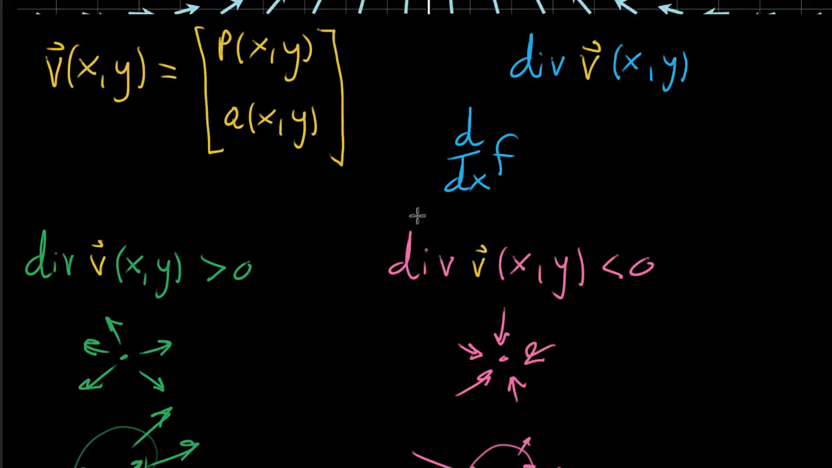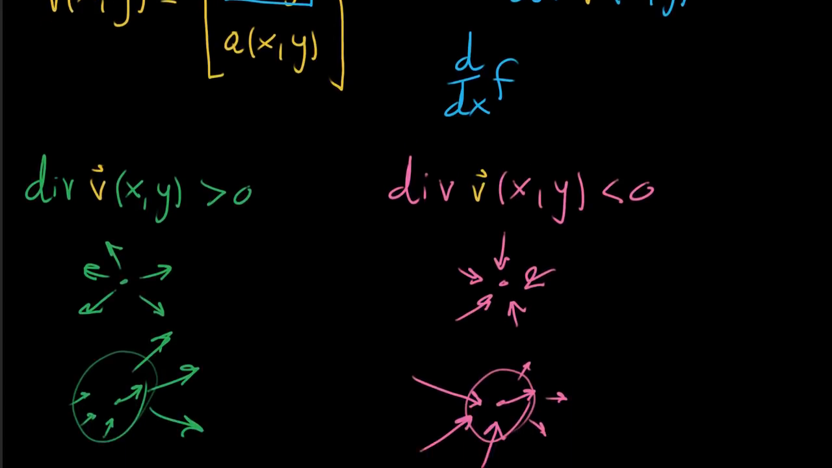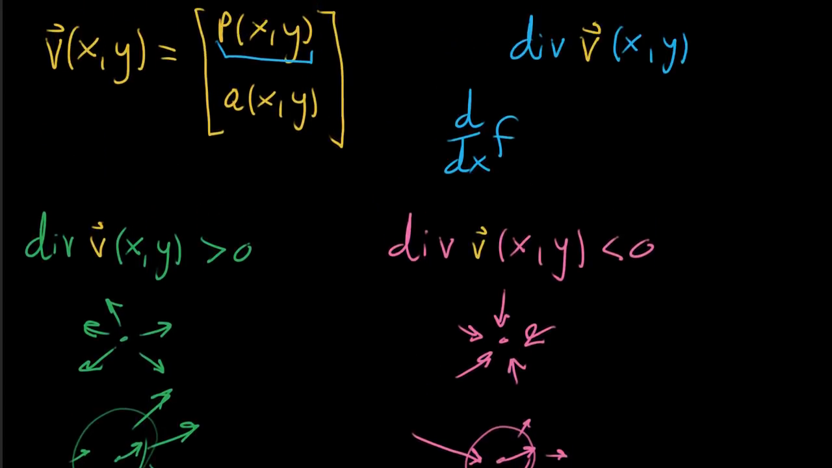And what I'll do in the next video or two is start looking at these functions P and Q and thinking about the partial derivative properties that they have that will correspond with these positive divergence images that you should have in your head, or the negative divergence images that you should have in your head.